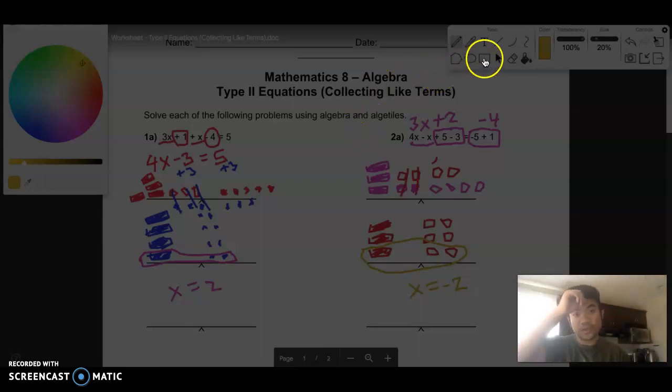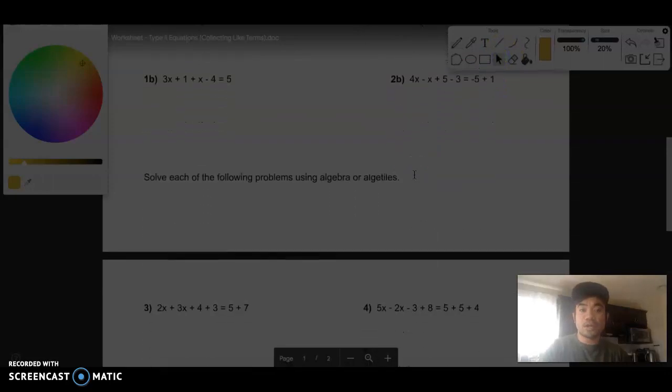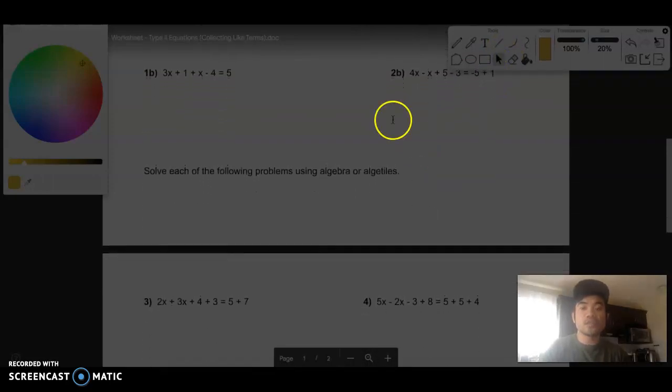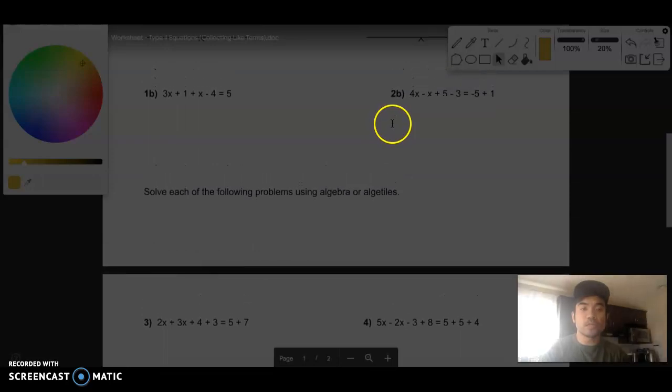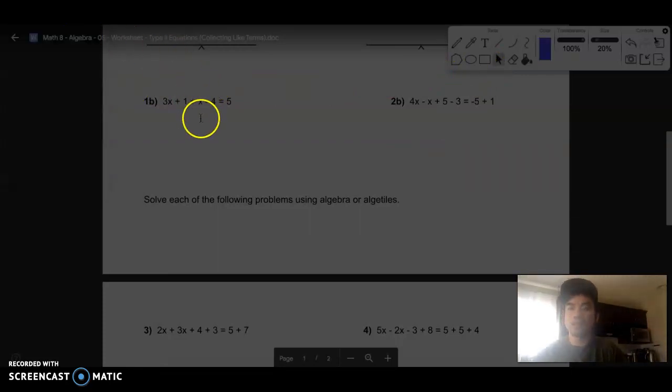Please pause the video so that if you have any questions, make sure you save them for Google Meet. Now I'm going to move on. Let's do these ones. Solve each of the following problems using algebra or algebra tiles. So let's just use algebra, okay? I'm just going to use blue. All right, let's try right now.